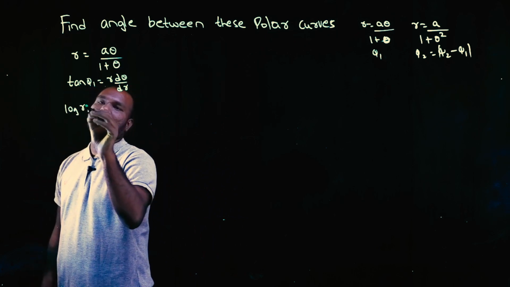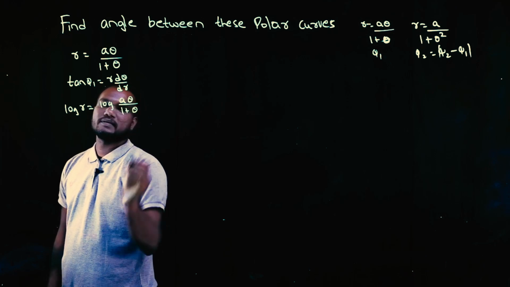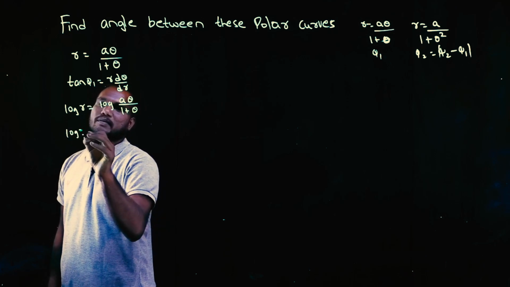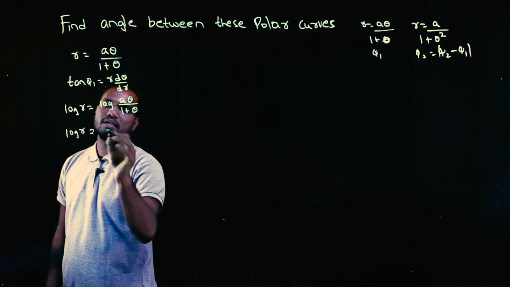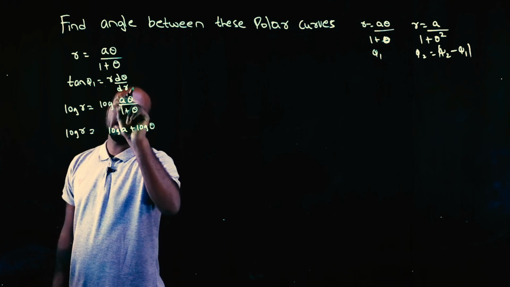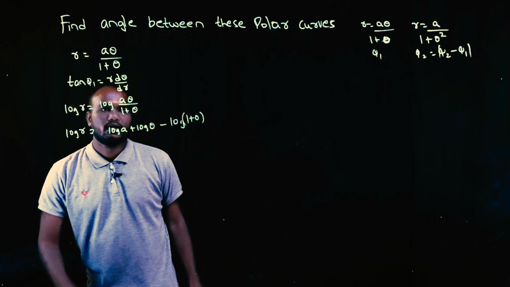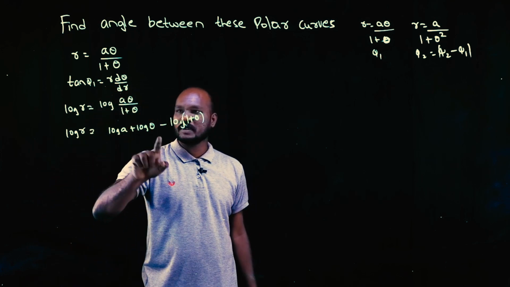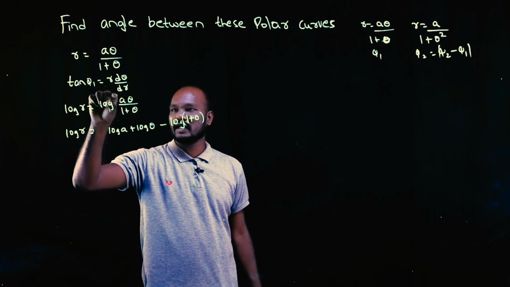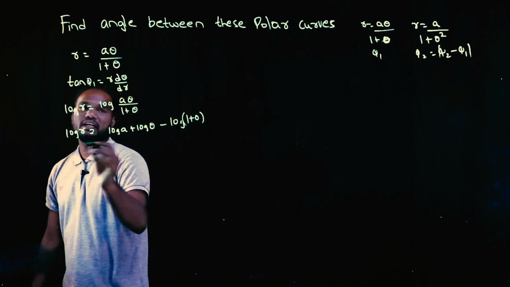So log r is equal to log of a theta upon 1 plus theta. Log r, we can't do anything, but here log of a into b is log a plus log b, and log of a by b is log a minus log b. So log r equals log a plus log theta minus log of 1 plus theta. So now we can differentiate.